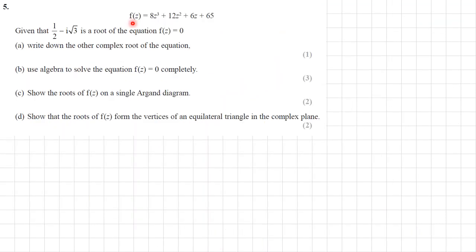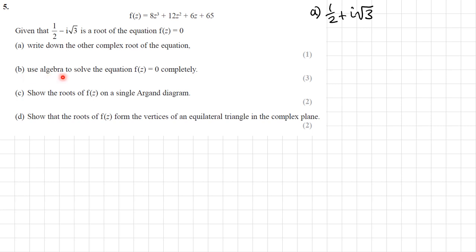Question 5. We have f of z is equal to 8z cubed plus 12z squared plus 6z plus 65. And we're told that given that half minus i root 3 is a root of the equation f of z equals 0, part A, write down the other complex root of the equation. That's nice and straightforward. It's just got to be the conjugate of this. So that's just going to be a half plus i root 3.